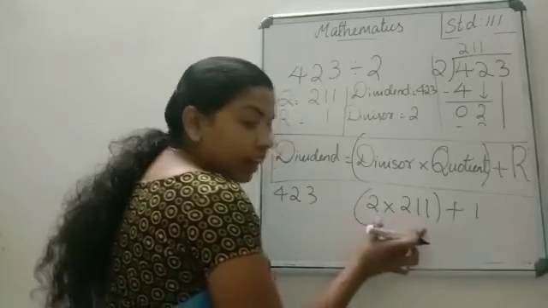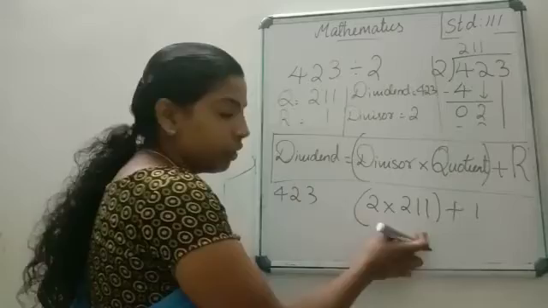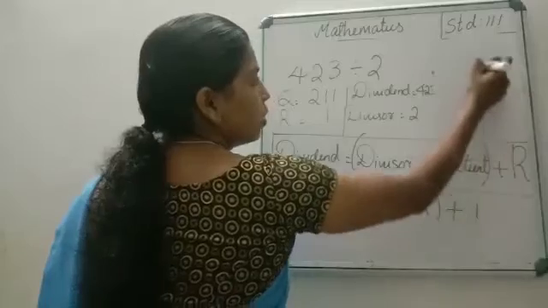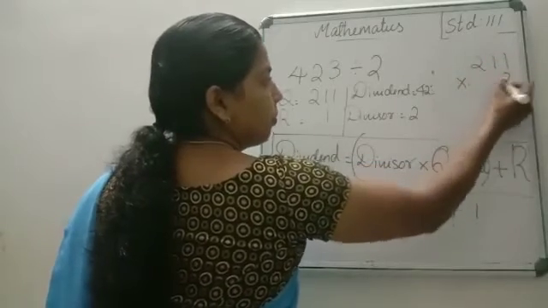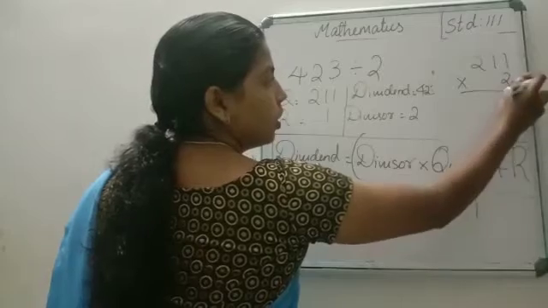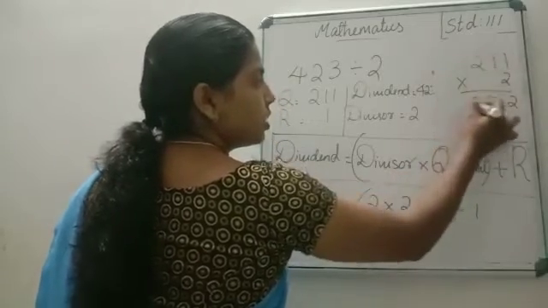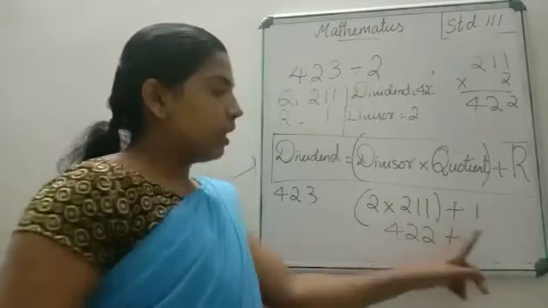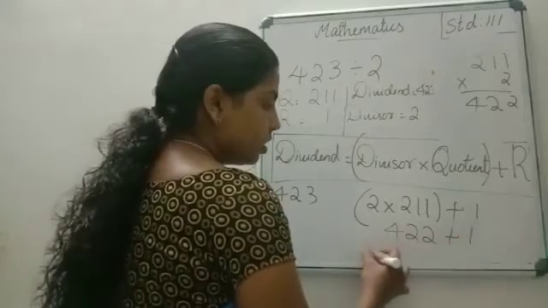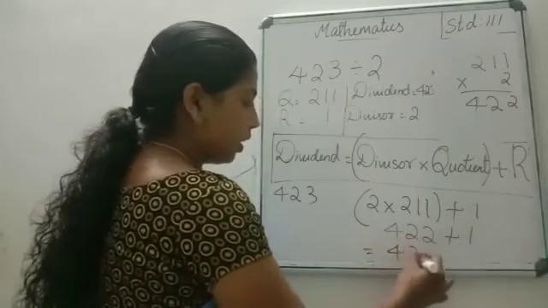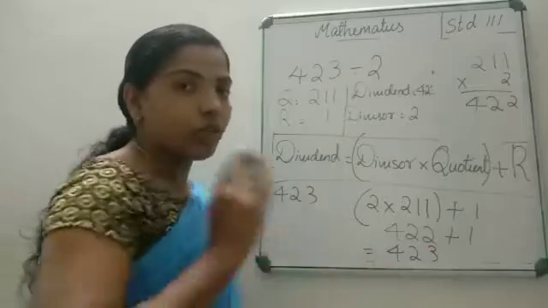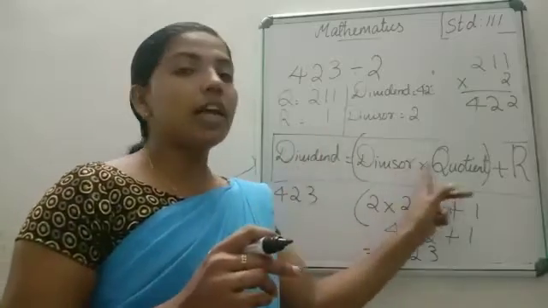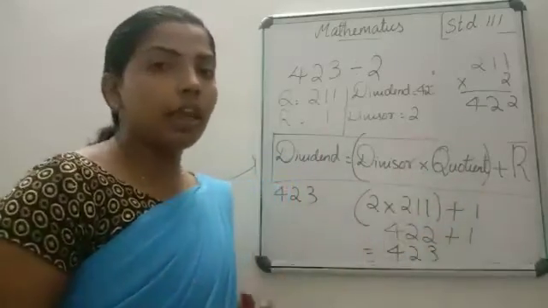The thing written in the bracket you have to do first. 2 into 211. What is 2 into 211? 211 into 2. 2 ones are 2, 2 ones are 2, 2 twos are 4. That is 422, plus remainder 1. 422 plus 1 is 423. See, we got the same answer. So we can say that our division is correct. You understood? So dividend is equal to divisor into quotient plus remainder. Okay.